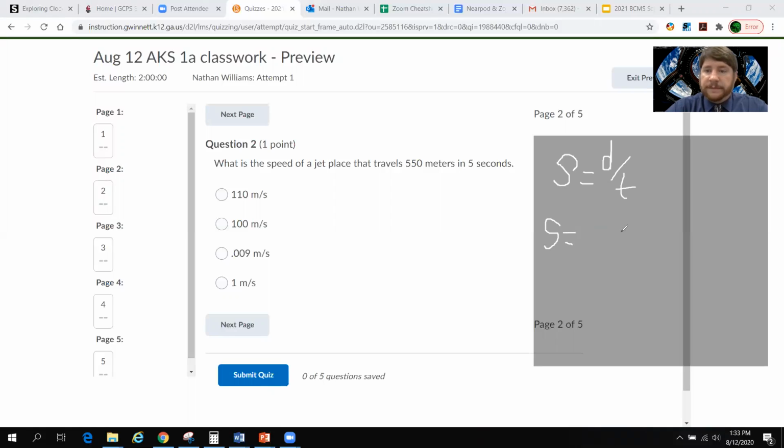Our distance is 550 meters over our time, which is 5 seconds. This is going to kind of look like a 55, but it's not. I promise it's just 5 seconds. And so we just divide. Again, speed is a one-step problem. It's usually pretty easy because of that. So we divide 550 by 5. We get 110. Again, double check it on a calculator if you want to. And our unit is meters per second. So that's our correct answer there, 110 meters per second.